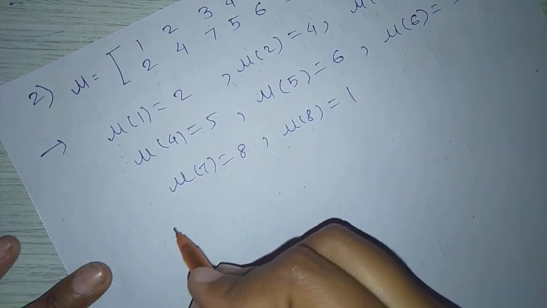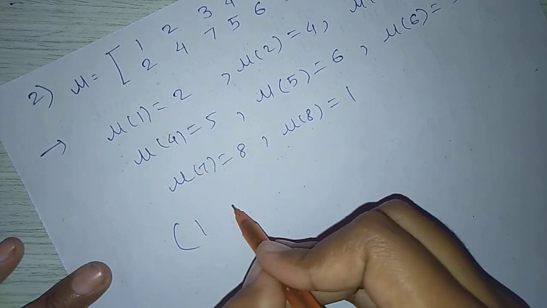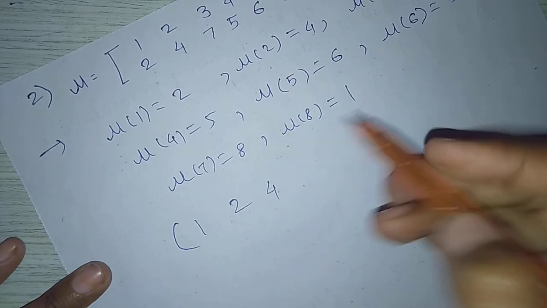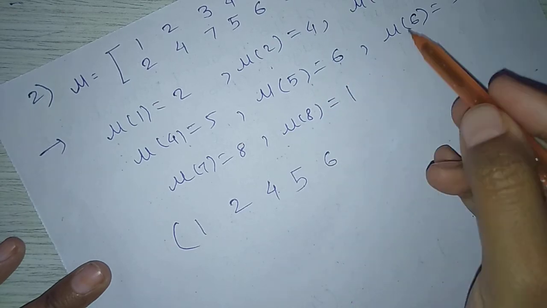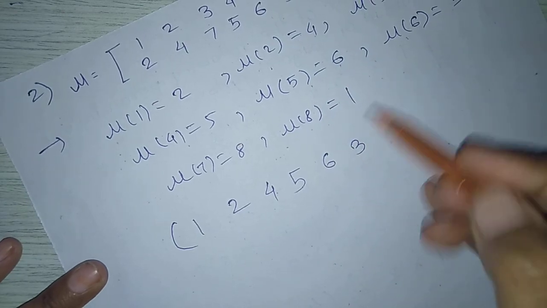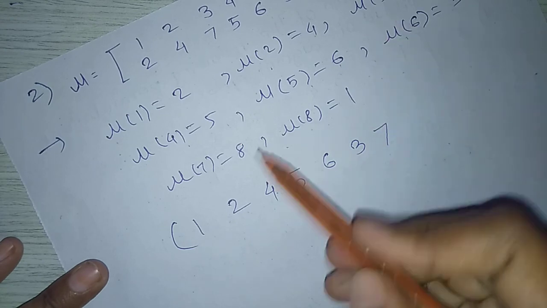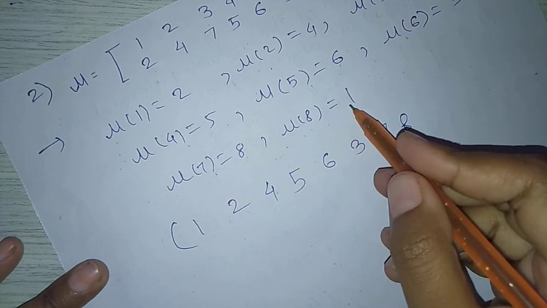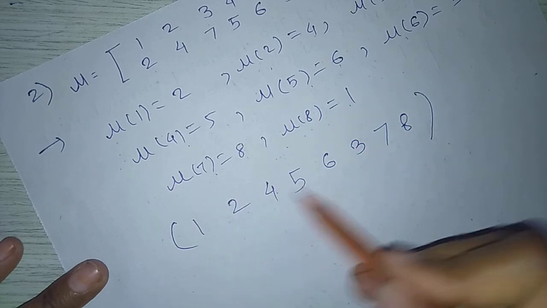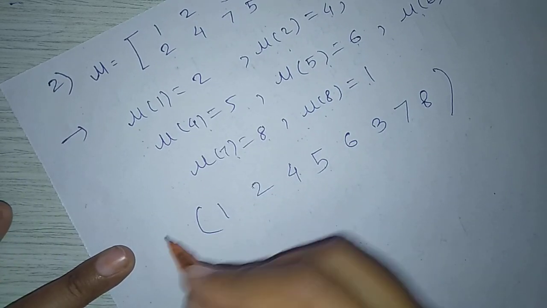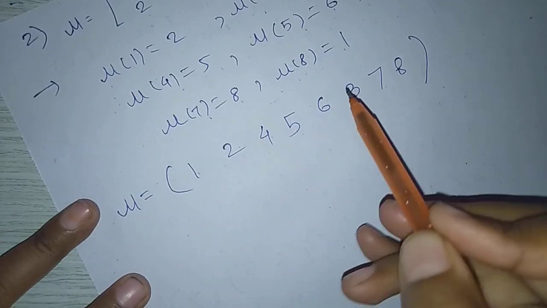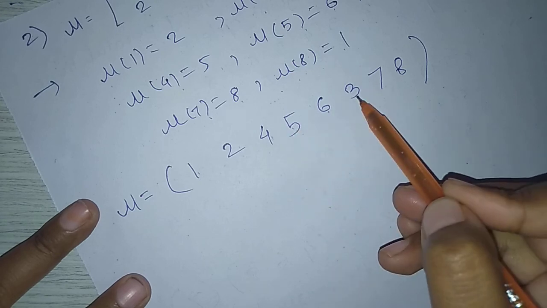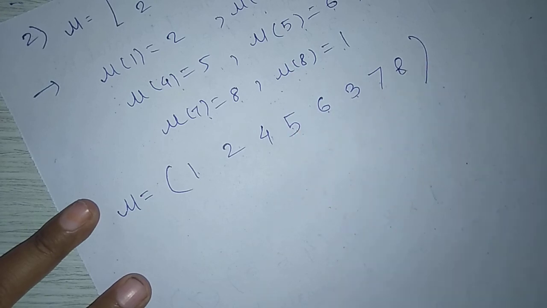Start with 1. Mu of 1 goes to 2, mu of 2 goes to 4, mu of 4 goes to 5, mu of 5 goes to 6, mu of 6 goes to 3, mu of 3 goes to 7, mu of 7 goes to 8, mu of 8 goes to 1. So we get mu equal to only one cycle: 1 goes to 2, 2 goes to 4, 4 goes to 5, 5 goes to 6, 6 goes to 3, 3 goes to 7, 7 goes to 8.